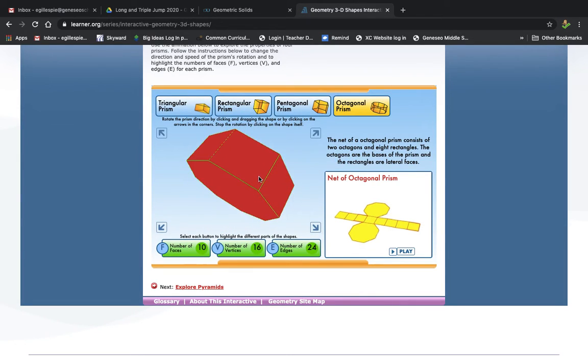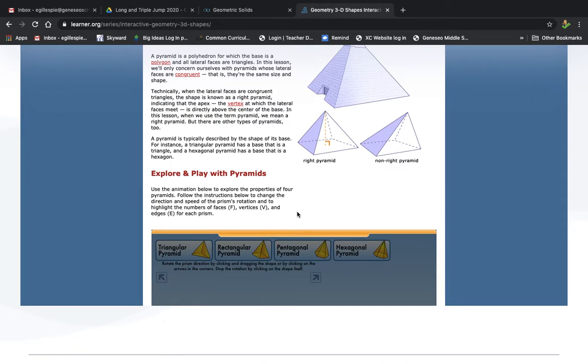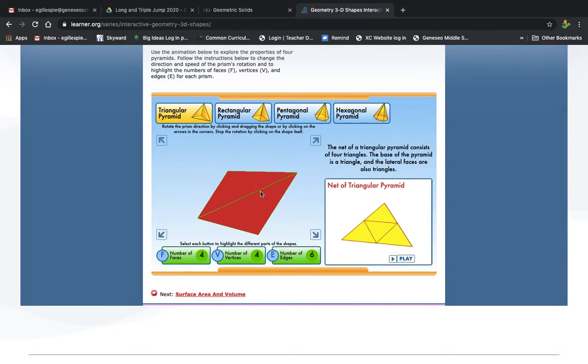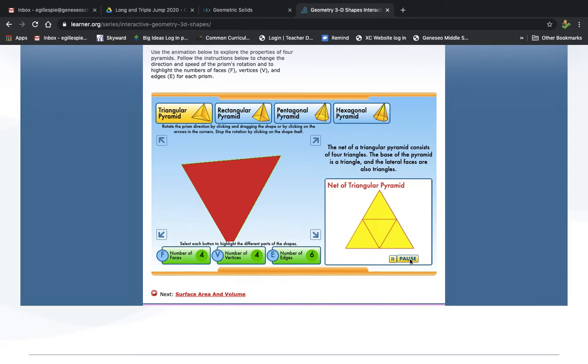Now, if you look down at the bottom here, I can then go ahead to pyramids. And they have the same thing for pyramids. And this would hopefully help you guys see the difference between triangular pyramids and triangular prisms. So look at the net of a triangular pyramid. All triangles, okay? It's got a triangle for a base and triangles for the lateral faces. A triangular prism has triangles for the bases and rectangles for the faces.